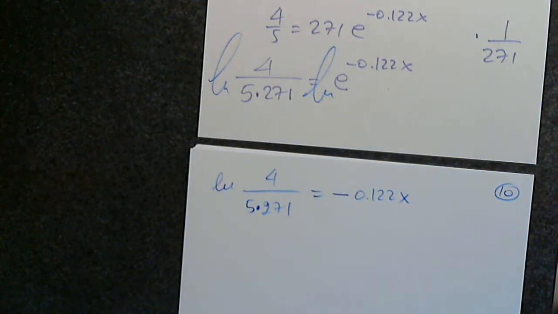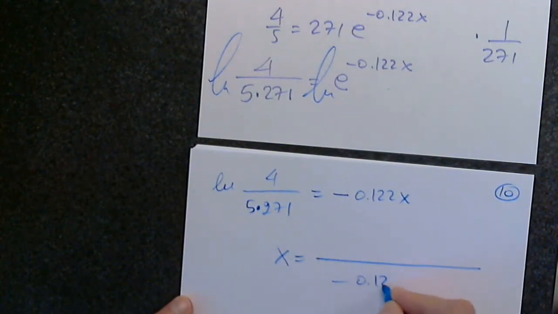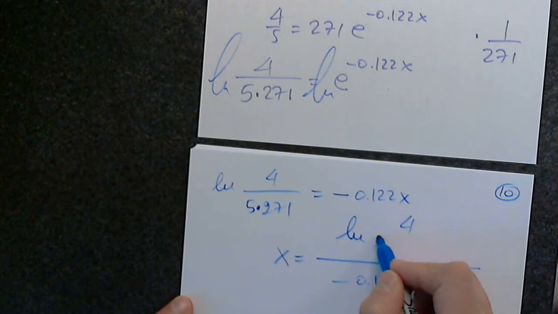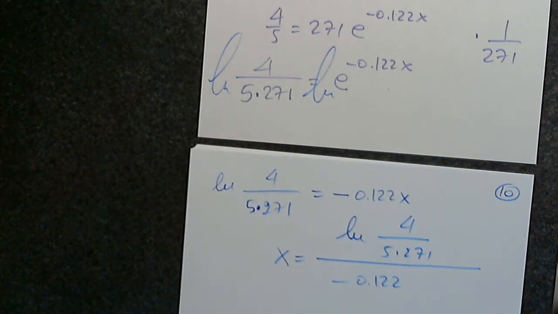times natural log e. But how much is natural log e? 1. So then finally x equals natural log of 4 over 5 times 271. Now be very careful with that top. Let's put this in the calculator together.